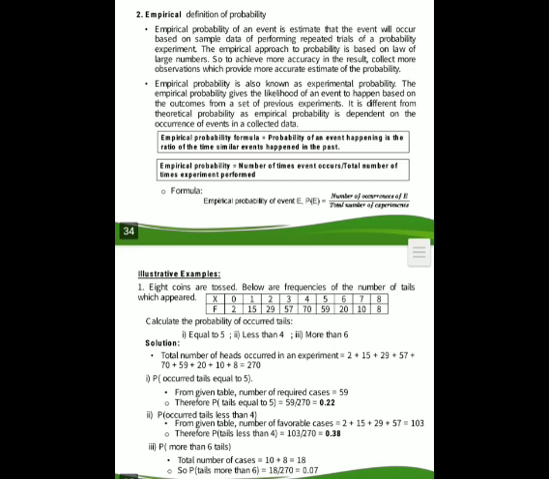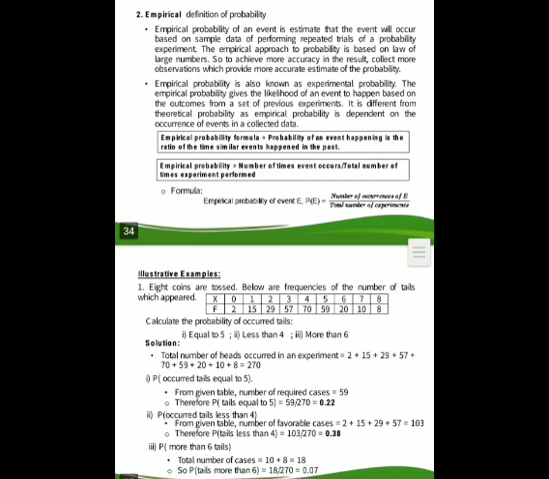Probability that a selected student gets marks between 140 and 200: there are 500 plus 320 plus 175, which is equal to 995 students. P(marks between 140 and 200) is equal to 995 over 1,200, which is 0.83.